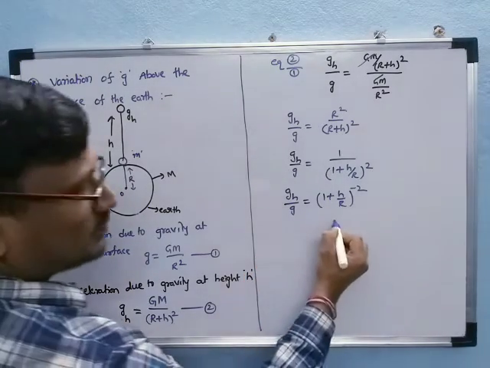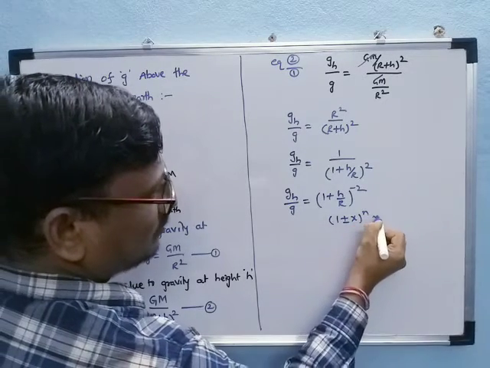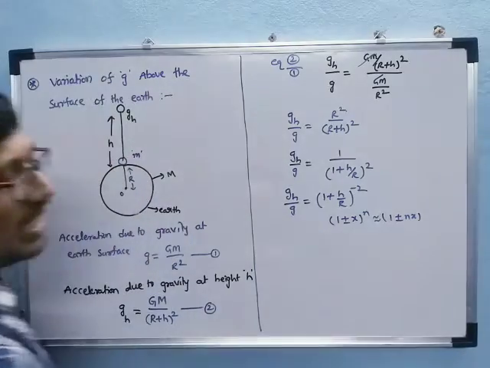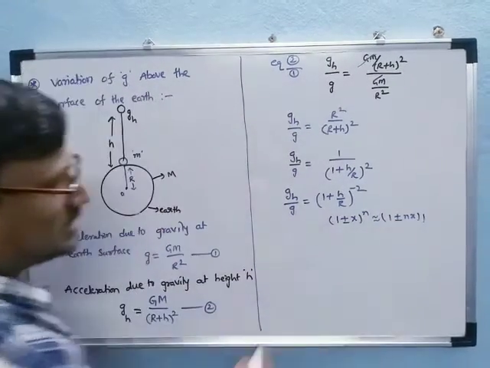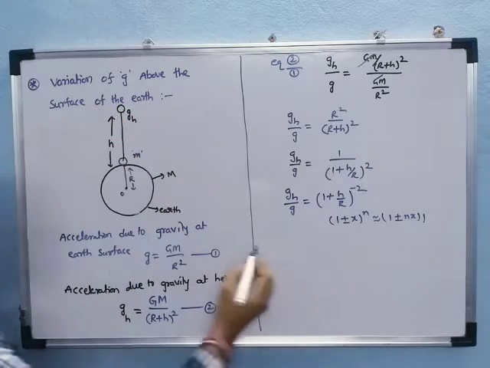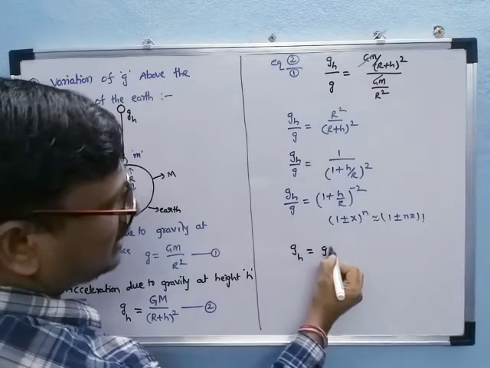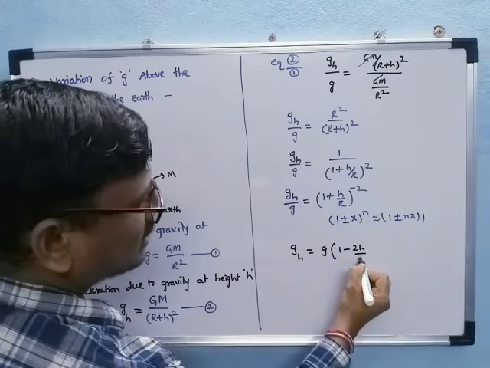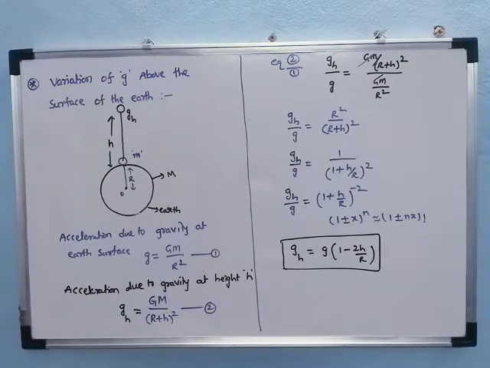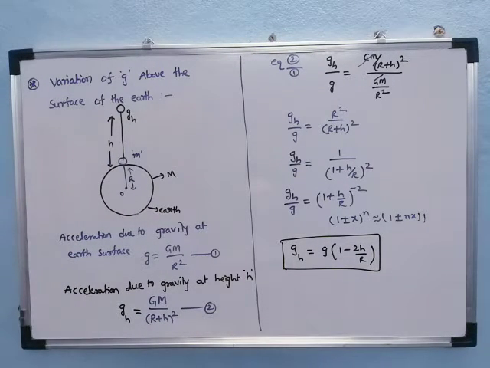So what is the binomial expansion? 1 plus or minus x to the power of n is equal to 1 plus or minus n into x. Then finally we get the acceleration due to gravity at height h, that is gh is equal to g into 1 minus 2h by R. See, this is the formula of acceleration due to gravity at height h.